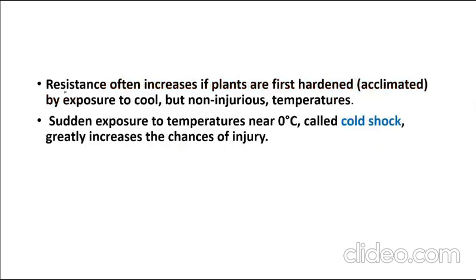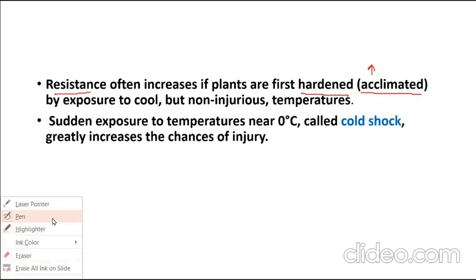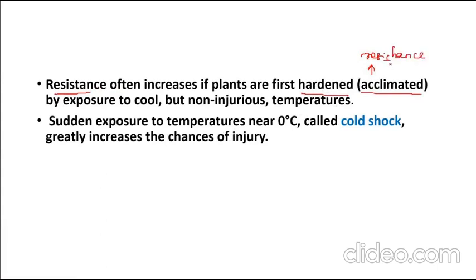Now some plants show resistance to chilling and freezing stress when they are acclimated. Acclimated means they are made resistant by exposure to cool temperature again and again, then they become resistant. They become hardened or acclimated. We'll use the word resistant for acclimation also. So when they are exposed to chilling temperature again and again, that means we are hardening them. These hardened plants show acclimation by exposure to cool and non-injurious temperature.